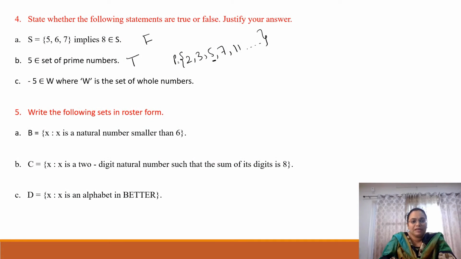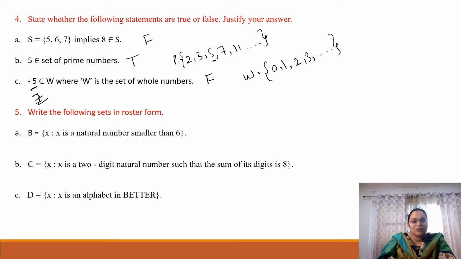-5 belongs to W, where W is the set of whole numbers. So what are whole numbers? They are 0, 1, 2, 3, and so on, right? So do we have minus 5? No, and minus 5 is an integer. This statement is false. So the next one is, write the following sets in the roster form.